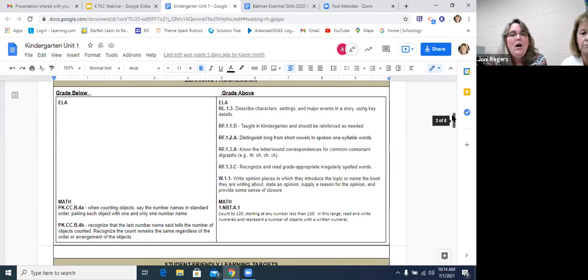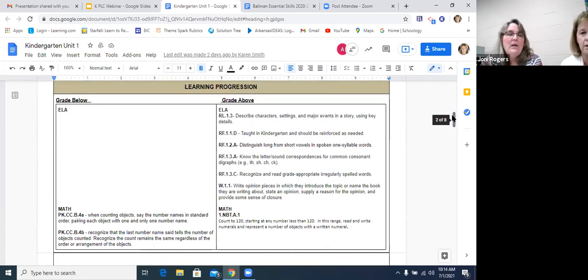We also have our learning progression. We can see, for this quarter, what they need to know in first grade and what they need to know in preschool. We have our preschool down here at the bottom. This happens to be math. In preschool, they should have come to us with counting objects, that they can say a number in sequence, and they should also recognize that the last number name said tells the number of objects counted. So it gives us a good idea where we need to be.